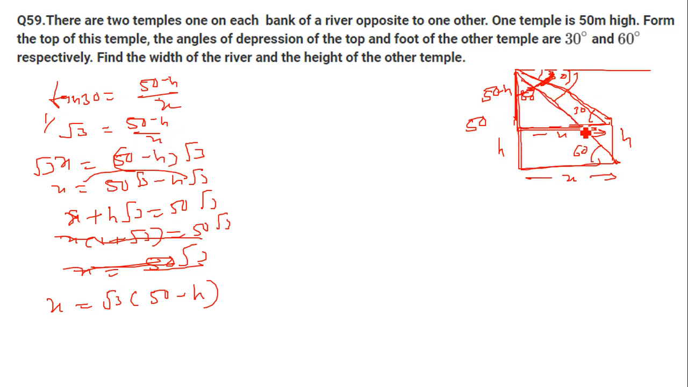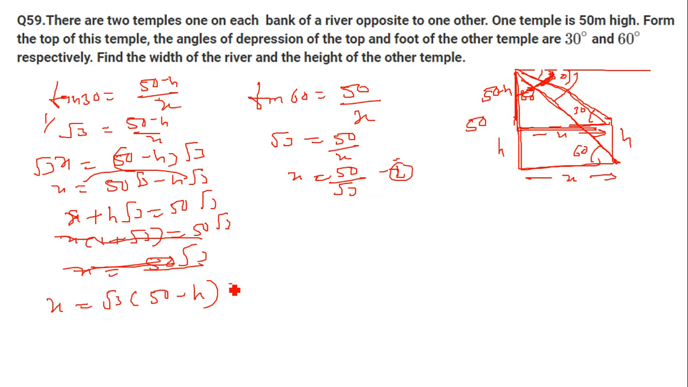Now coming to this 60 degree, this tan 60 degree will be equal to h. This whole is h, that is 50. This whole is 50 by x. So we get that direct value from here. Tan 60 is root 3, 50 by x. So x will be equal to 50 by root 3. This is the second equation we got. This is the first equation.